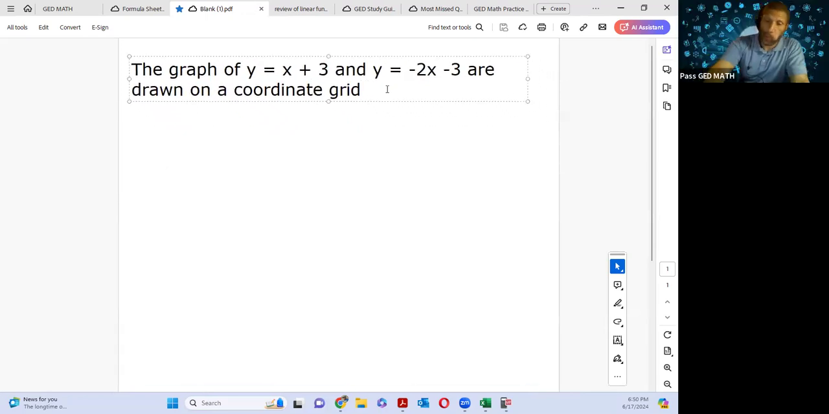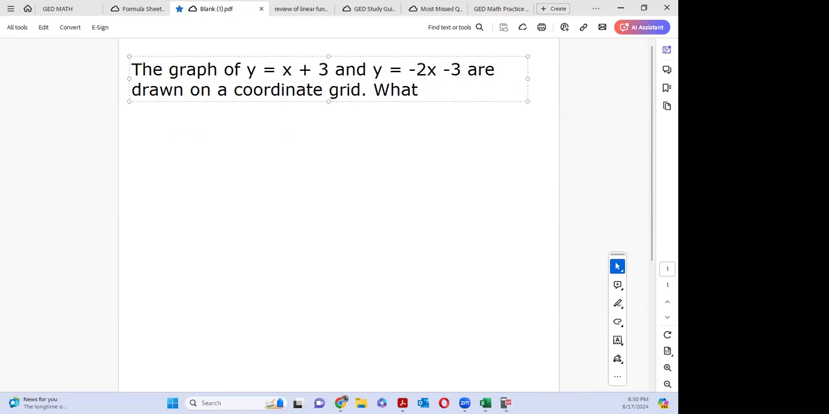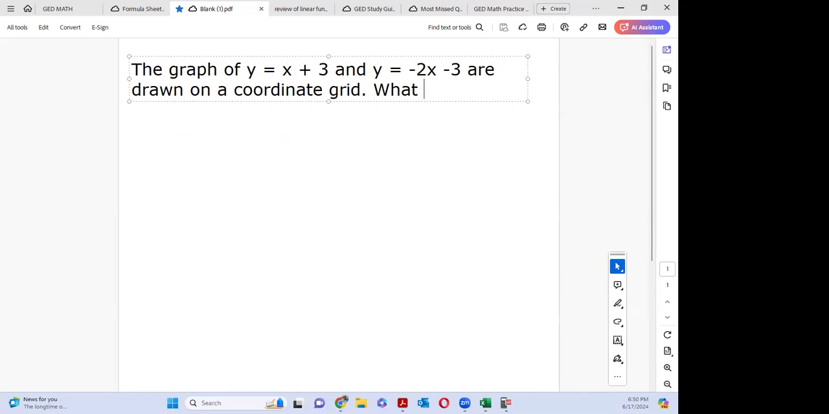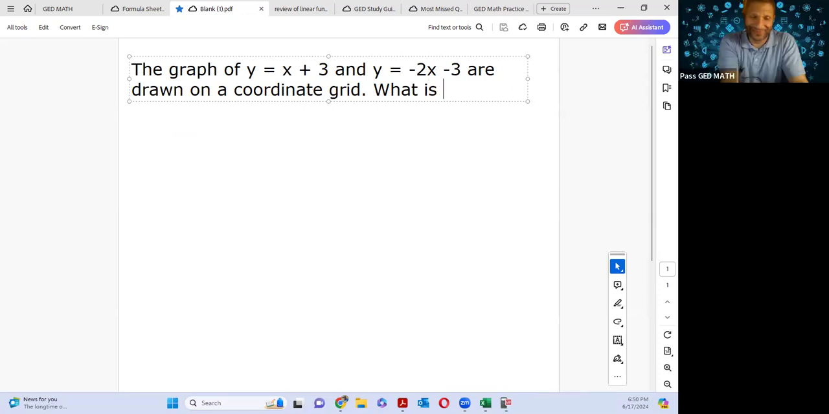What's the question? And then they give you the graph, but it doesn't matter. I don't need the graph. What's the question? What do they want to know? They want you to figure that out.